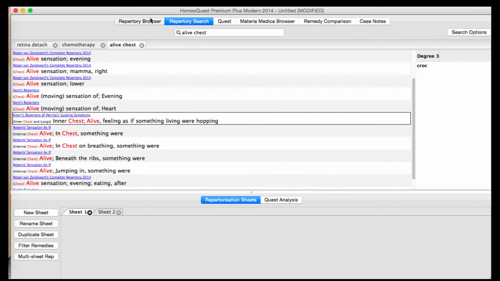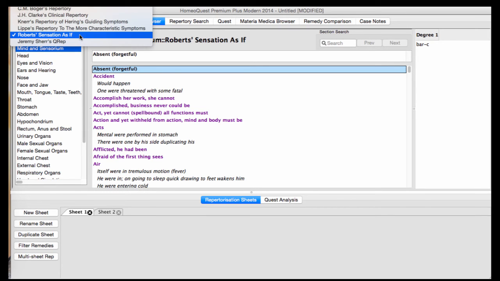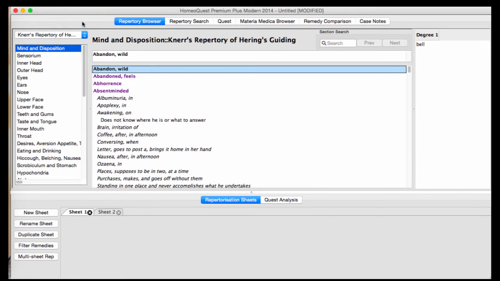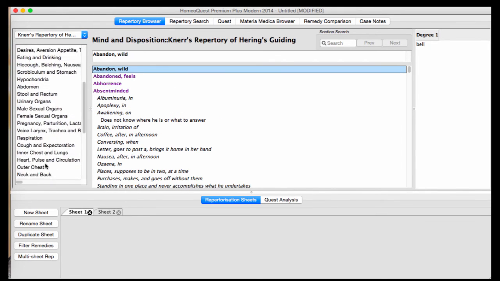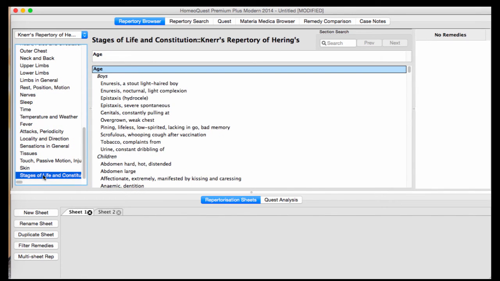And then there are some survey questions where they ask me, where do I find the constitutional symptoms? And constitutional symptoms are something I will never repertorize, but they are great to just refer. And again, my go-to book is Nair's, and in that you have a chapter called Stages of Life and Constitutions.